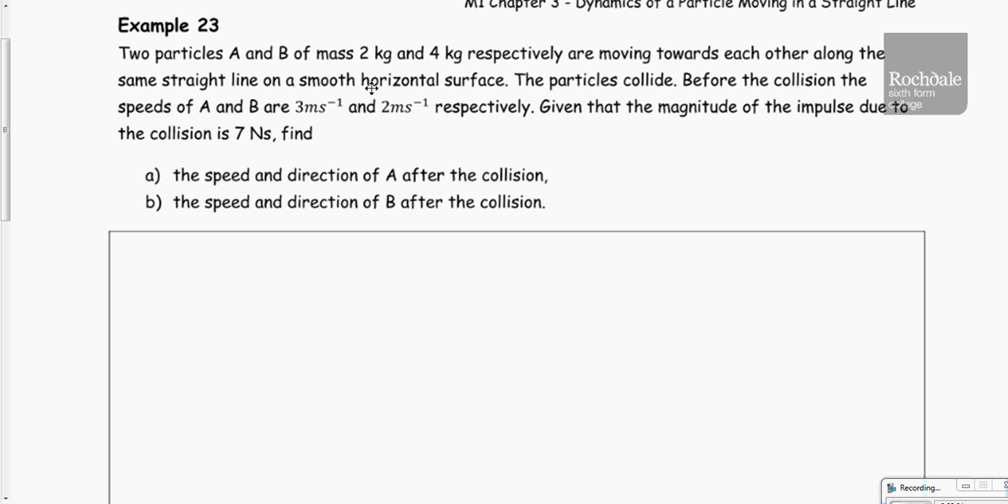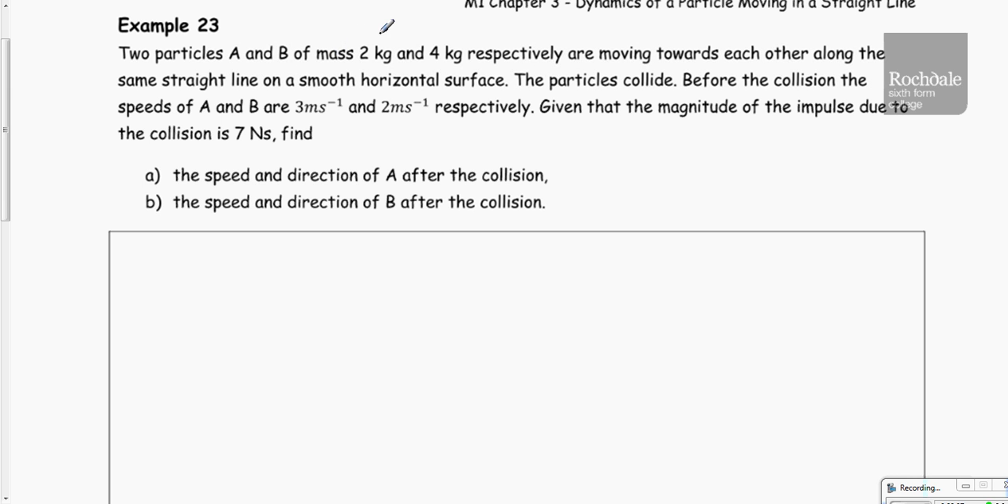M1 Dynamics example 23. In this example, we're given slightly different information, but it's exactly the same principle as before. In this case, we've got two particles A and B with masses 2 and 4, respectively. They're moving towards each other along the same straight horizontal surface, and the particles collide. Before the collision, the speeds are 3 and 2. We know that they're moving towards each other, so that will be the speed there.